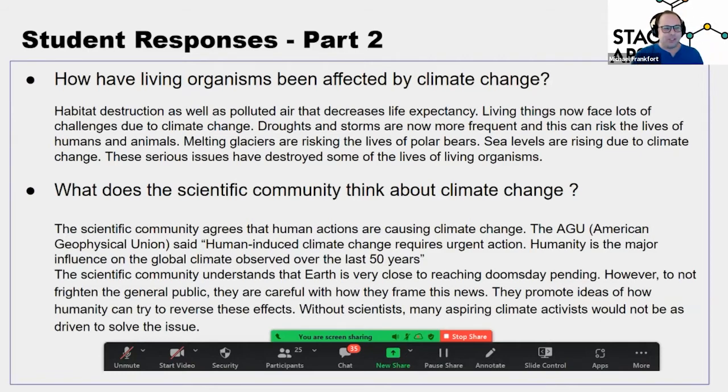Scientific community agrees that human actions are causing climate change. But again, is humanity the problem? And of course, the student was quoting the AGU, American Geophysical Union. Human-induced climate change requires urgent action, and humanity is the major influence of the global climate change.